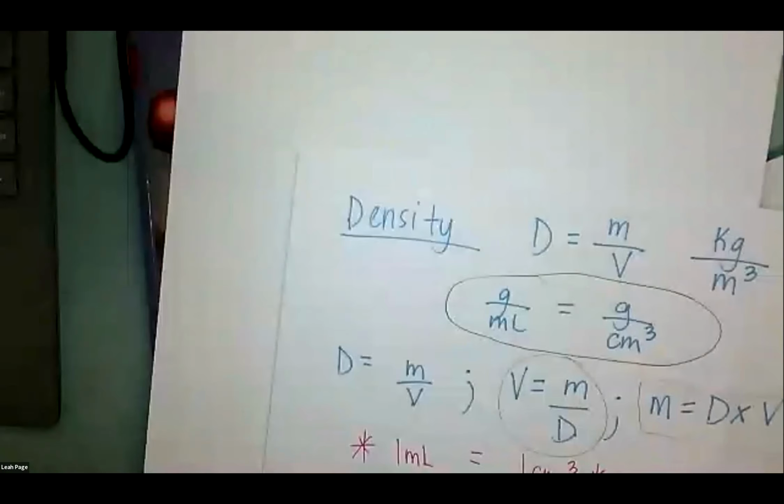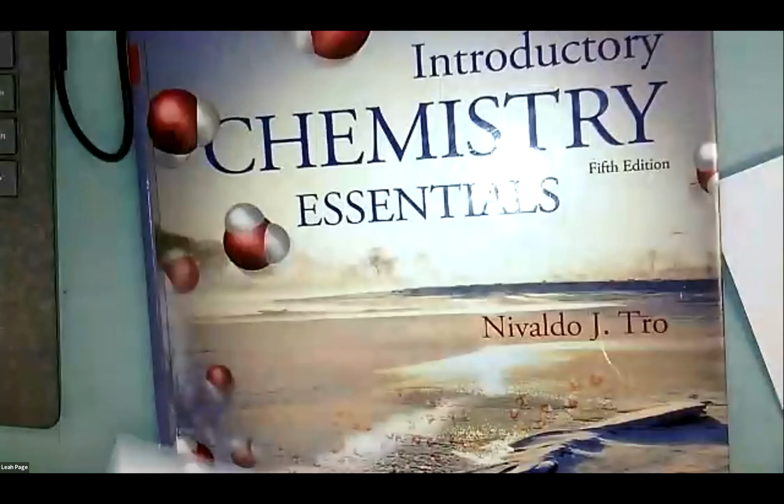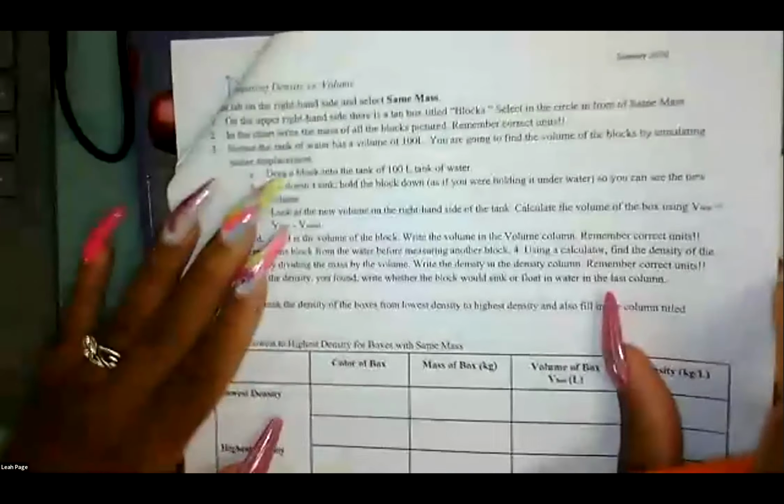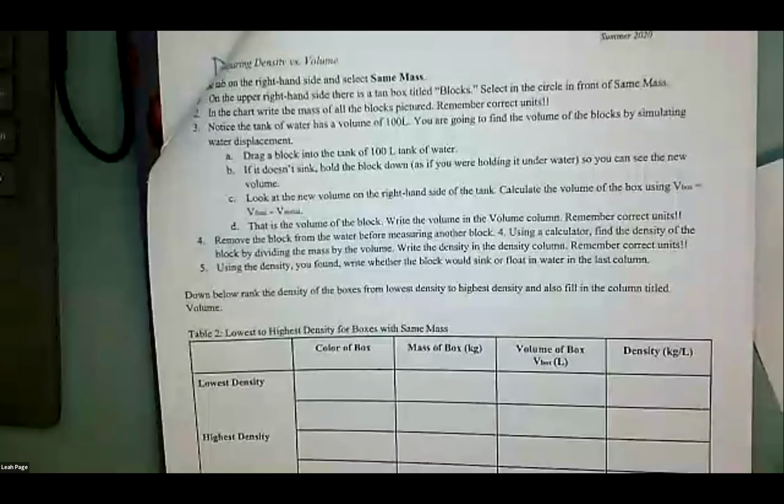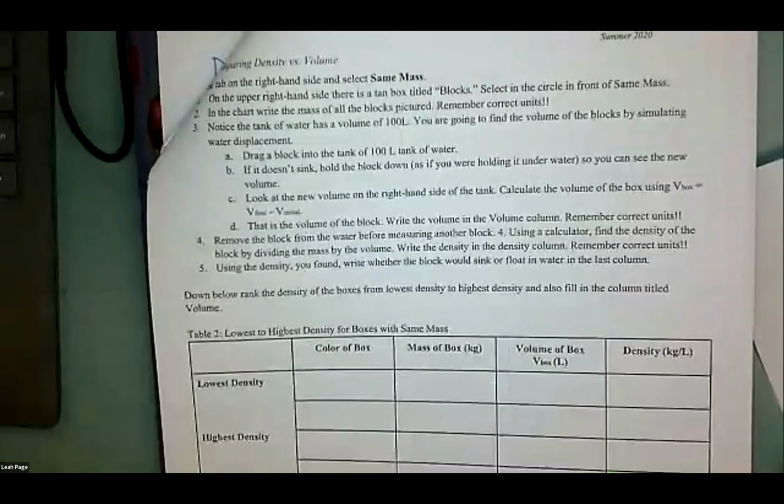We're going to follow the same steps for the next table, but the next table says we're going to change our block setting to the same mass. So I'm going to share my screen one more time. I want to talk through this table quickly, and then I'll set you guys up in breakout rooms. Let me share my screen and talk through how we do table number 2.